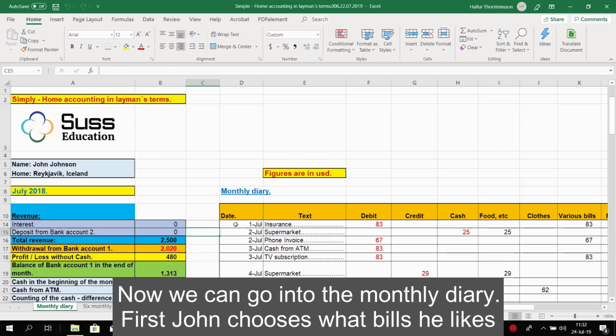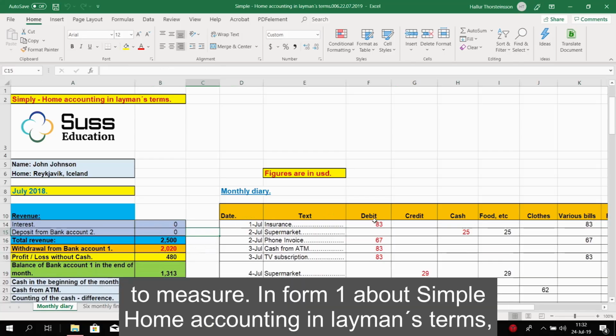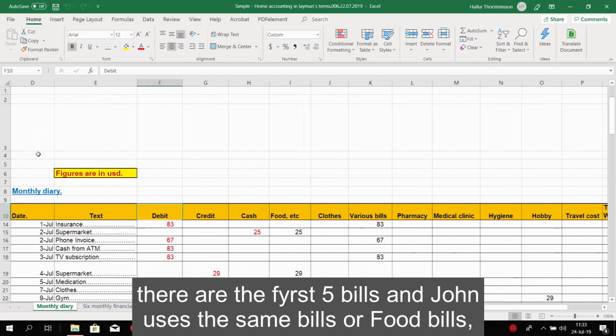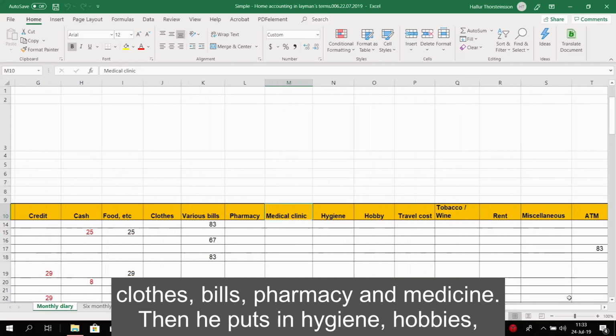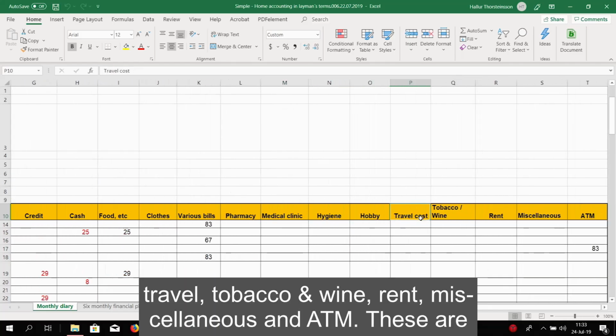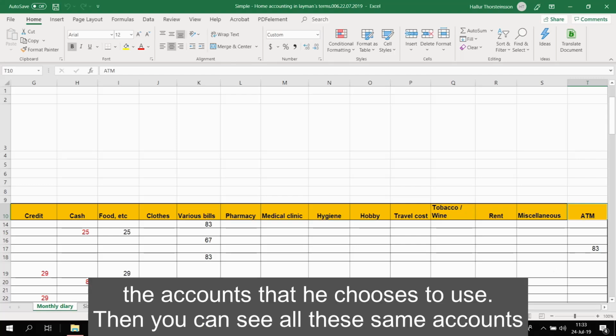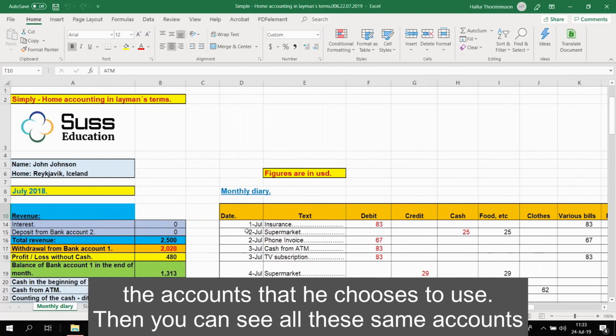First, John chooses what bills he likes to measure. In Form 1 about simple home accounting in layman's terms, there are first 5 bills, and John uses the same bills: food bills, clothes bills, pharmacy and medicines. Then he puts hygiene, hobbies, travel, tobacco and wine, rent, miscellaneous and ATM. These are the accounts that he chooses to use.